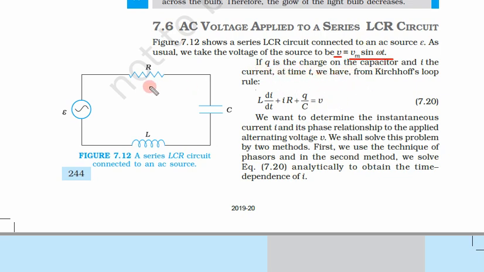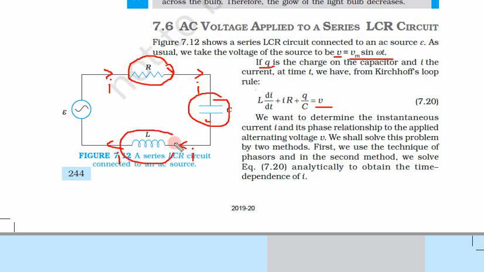Now, if Q is the charge on the capacitor and I is the current in this circuit, since this is a series circuit, the current in all the elements will remain I. Current must remain the same in a series circuit. From Kirchhoff's law, the voltage generated at this point must be equal to the voltage dropped at the first, second and third points.